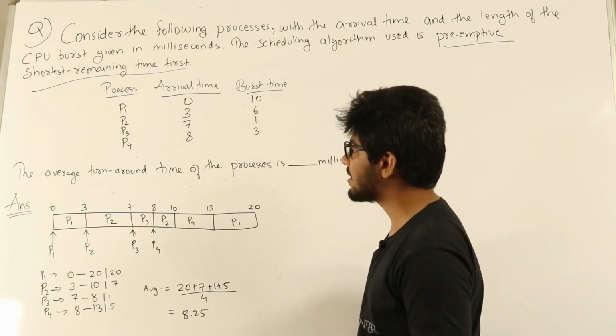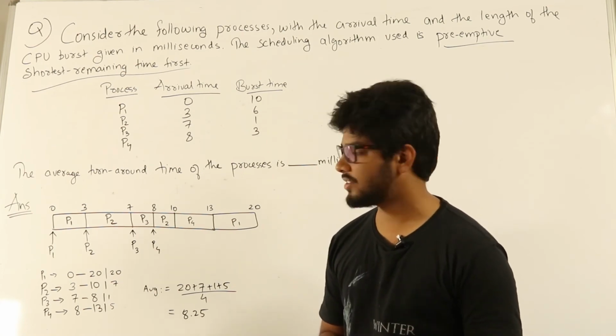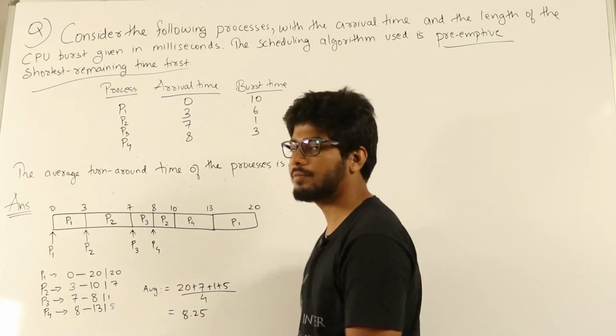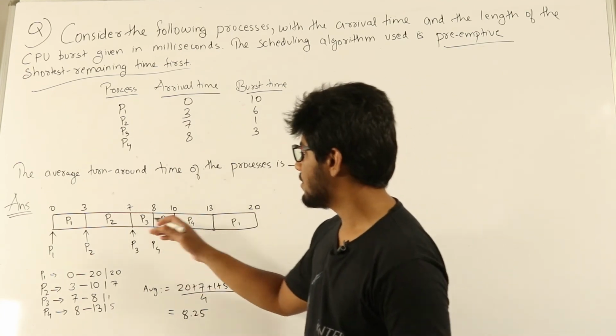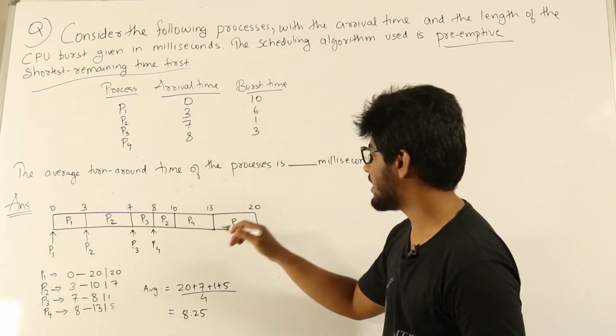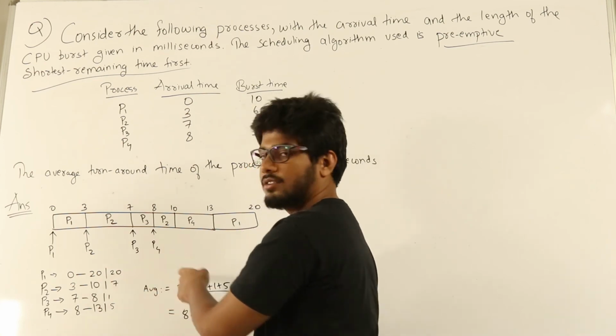So now we need to calculate the turnaround time. The turnaround time is the amount of time it took till the process got over, starting from when the process arrived. If you see, P1 arrived at time 0 and it finished at time 20, so the total time taken is 20 minus 0, that is 20.